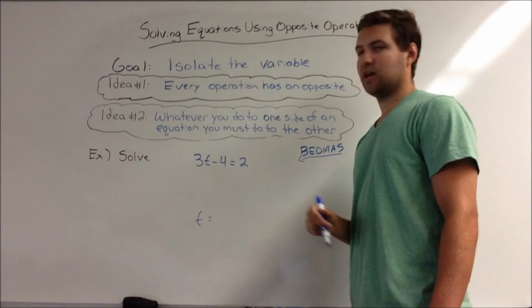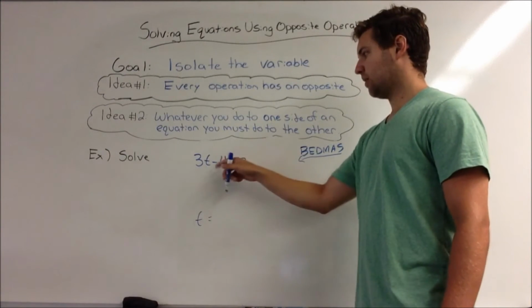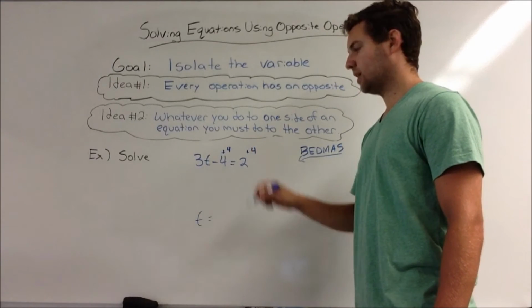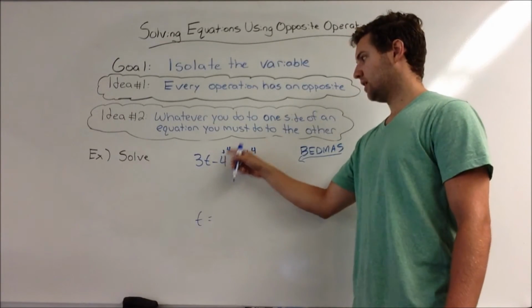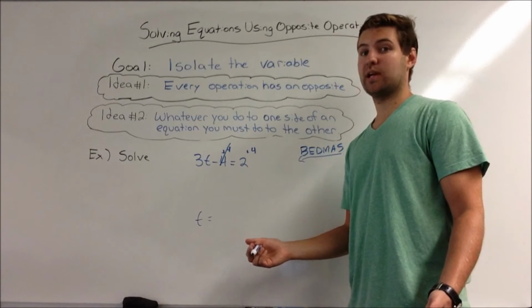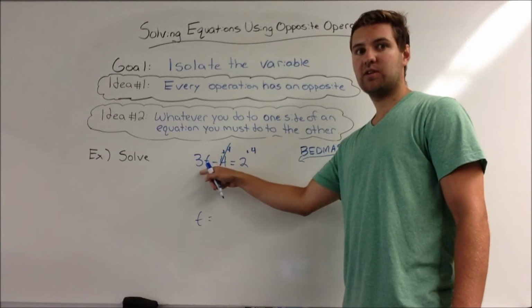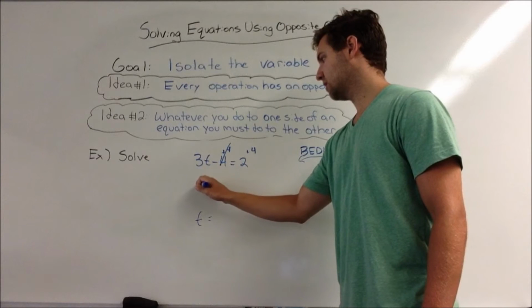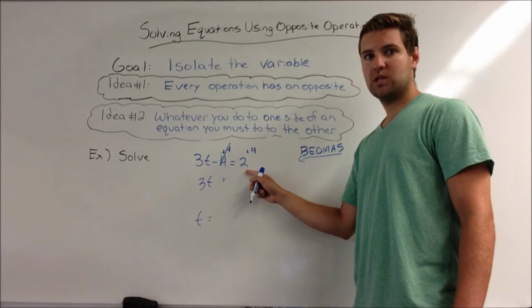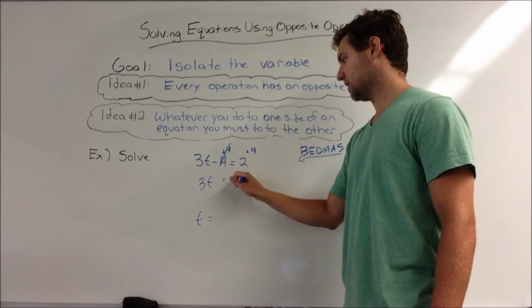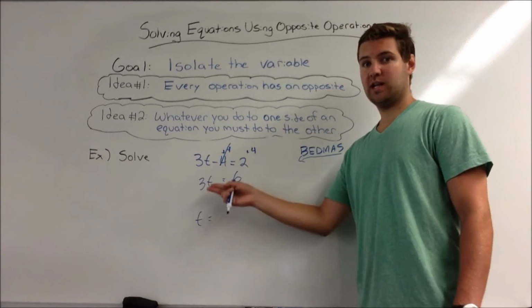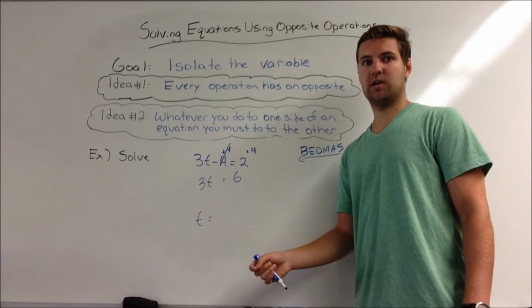So we use our idea number 1. The opposite of subtracting 4 is adding 4. And I do that to both sides of the equation. Now, minus 4 plus 4 is 0. The reason we added 4 is because we knew those would cancel out. And the only thing that's left on this side of the equation is 3t. Now 3t equals, on this side, 2 plus 4 is 6.